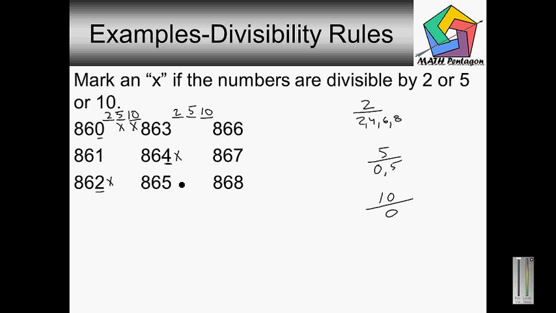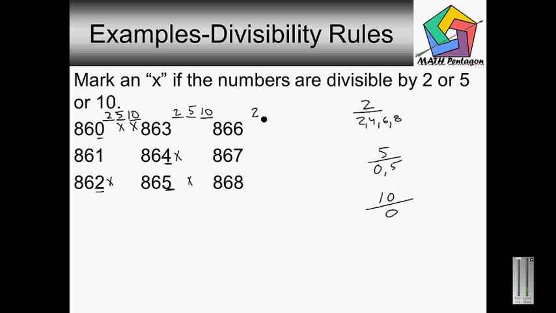For 865, is it divisible by 2? No, because 5 is not an even number. Is 865 divisible by 5? Yes. You put an X here since it ends with a 5. Now, is it divisible by 10? No, because it doesn't end in a 0. So you just put an X underneath the 5.